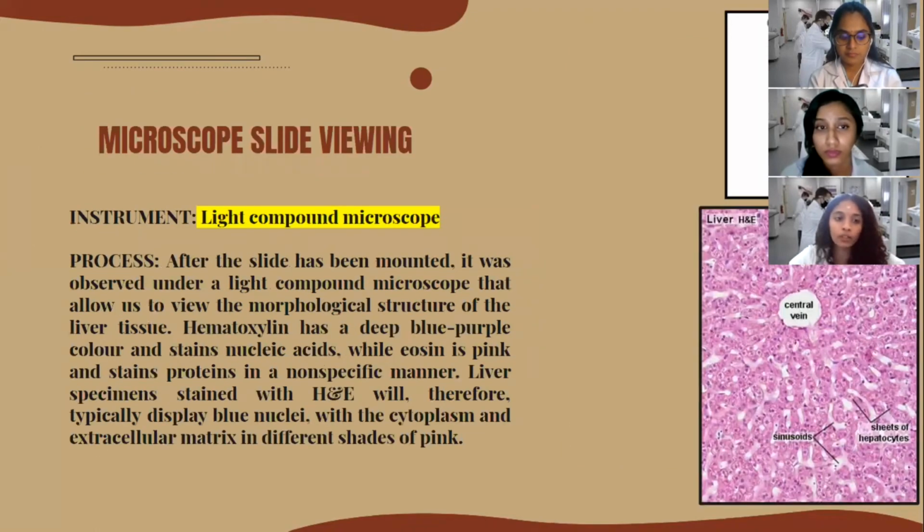So the next histopathology workflow will be microscope slide viewing. The instrument that we used for this procedure will be a light compound microscope. After the slide has been mounted, it was observed under a light compound microscope that allows us to view the morphological structure of the liver tissue. The reason we choose this type of microscope is to observe the tissue cells under a higher magnification. Hematoxylin has a deep blue purple color and stains nucleic acids, while eosin is pink and stains proteins in a non-specific manner. Liver specimens stained with H&E will therefore typically display blue nuclei with the cytoplasm and the extracellular matrix in different shades of pink.